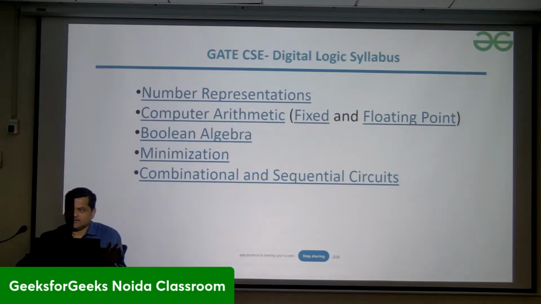Okay, so we'll see those two things over here, and then we'll come to the combinational and sequential circuits. There are lots of circuits that are categorized under combinational and sequential circuits. A combinational circuit is one in which you simply have an input and the corresponding output is produced. So the output is directly dependent on the provided input.